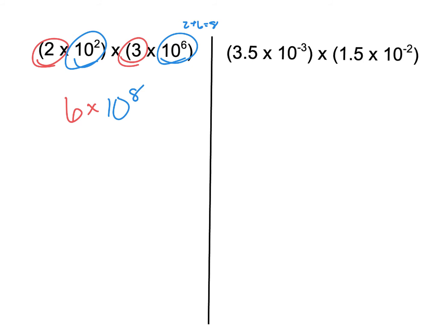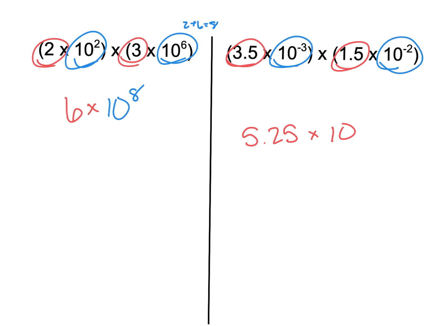Let's do another one. 3.5 times 1.5. So if we did 3.5 times 1.5, we get 5.25 times 10 to the power of, let's do -3 plus a -2. That would give us a -5. Sorry, I wrote 5, said 7. Sorry about that. Definitely in scientific notation, so we can leave it alone.